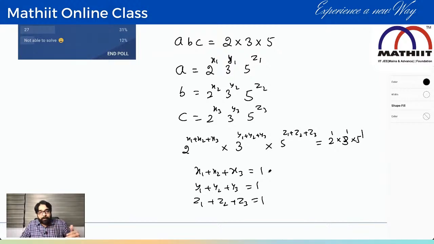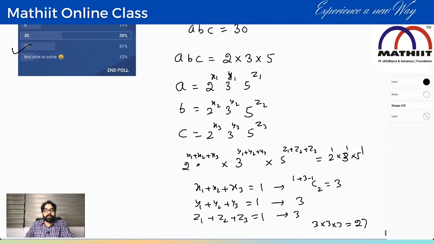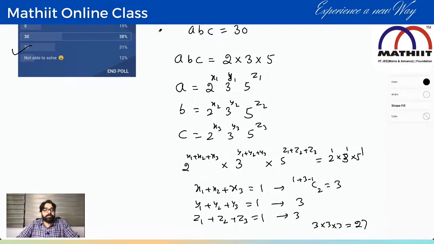We have to find the number of possible values of ABC, which means the number of possible values of x1, x2 and so on, which means the number of solutions of this equation, this equation and this equation. How many solutions of this equation? This is very simple. 1 plus 3 minus 1 C, 3 minus 1, which means 3C2, which means 3. The number of solutions for this is also 3, because of the same condition, and this also 3. So the total number of possibilities will be 3 into 3 into 3, which means 27. There are 27 possible values.